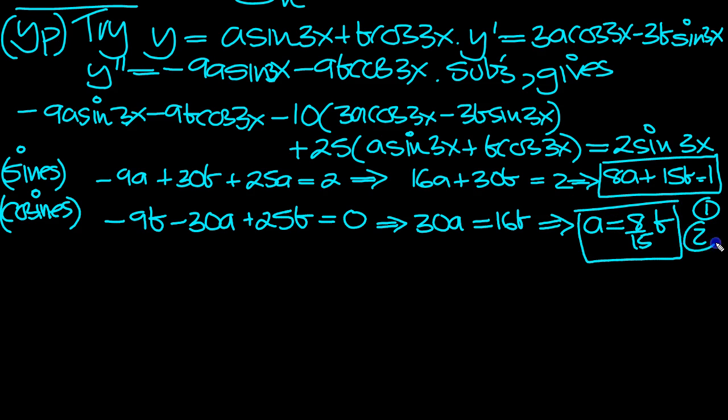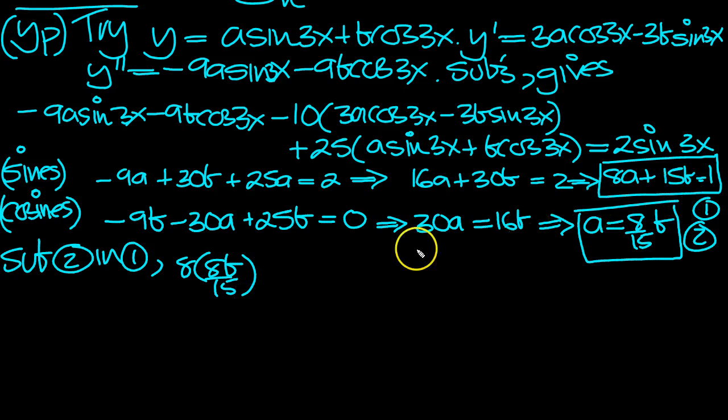That's that one, and that's number 2. A equals 16 over 30b, which is 8 over 15. So sub 2 in 1. Let's see what we get here: 8a, and a is 8b over 15, plus 15.